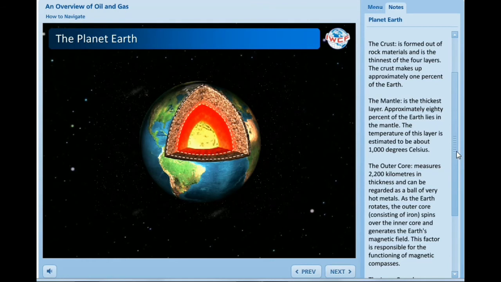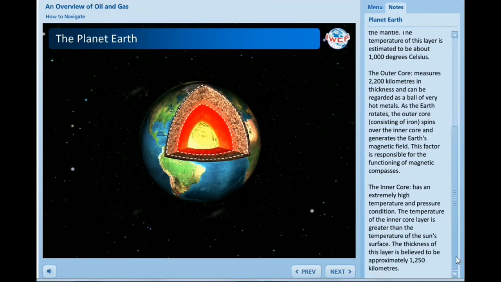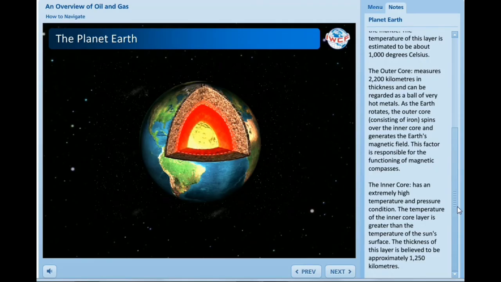The mantle is the thickest layer. Approximately 80% of the Earth lies in the mantle. The temperature of this layer is estimated to be about 1,000 degrees Celsius. The outer core measures 2,200 kilometers in thickness and can be regarded as a ball of very hot metals.